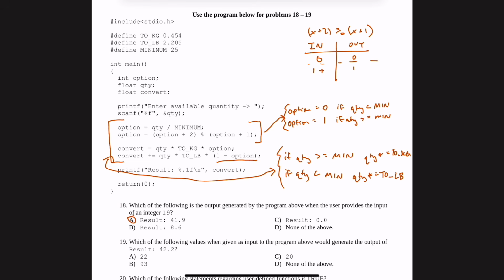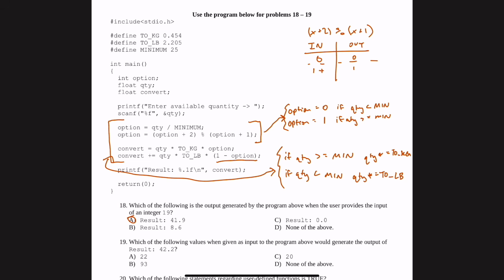Then moving on to question 19. Which of these inputs, if given, would result in 42.2? Well, now that we've reduced our logic down to this, we can actually just try the answer choices pretty fast. So if quantity is less than minimum, 22 is less than minimum, quantity 22 times equals 2 pounds. 22 times 2.2 is going to be a little bit more than 44, maybe 46, 47, which is not our result, so it can't be A.